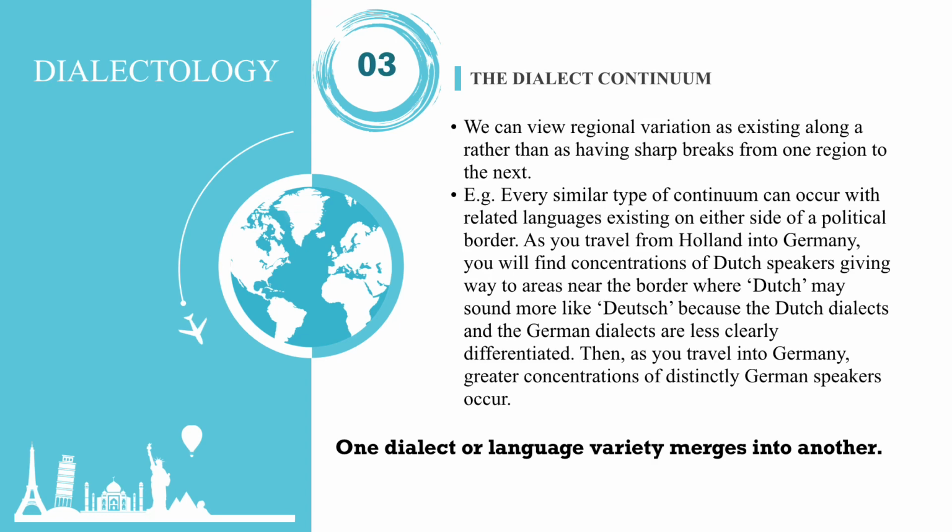For example, a very similar type of continuum can occur with related languages existing on either side of a political border. As you travel from Holland into Germany, you will find concentrations of Dutch speakers giving way to areas near the border where Dutch may sound like German, because the Dutch dialects and the German dialects are less clearly differentiated. Then, as you travel into Germany, greater concentrations of distinctly German speakers occur. One dialect or language variety merges into another.